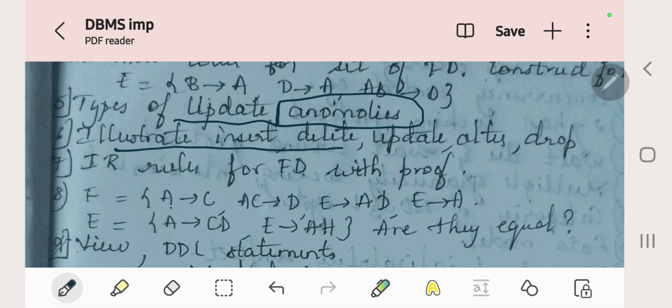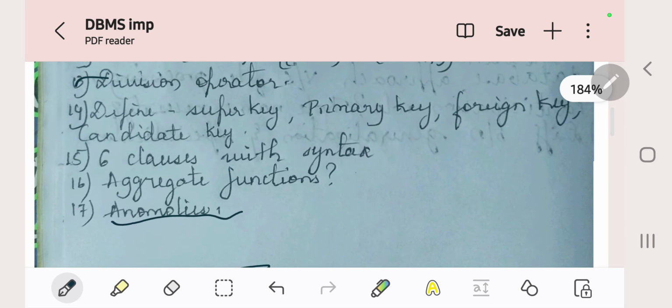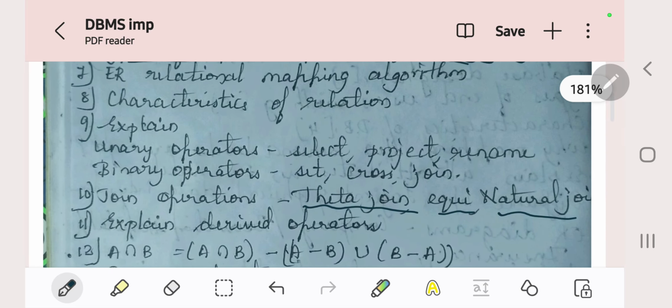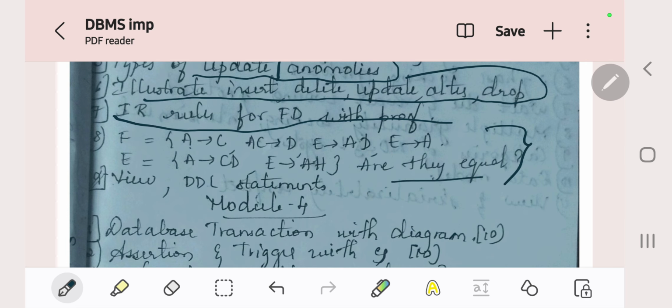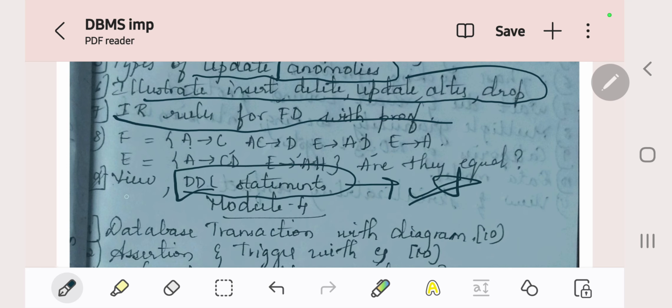Okay, then the next question is illustrate insert, delete, update, and alter and drop commands. If you are studying it in this module, then it would be easy. While explaining the constraints, you can write that. Then comes IR rules, that is inference rules. Again we have functional dependencies only. We are just proving whether they are equal or not. Then DDL statements were asked in the PYQs, hence it is important. Then a view concept. For view also we had one lab program. You can write the same lab program only.